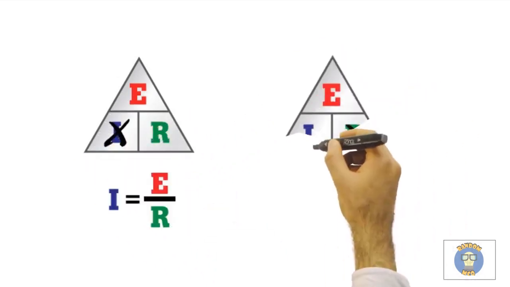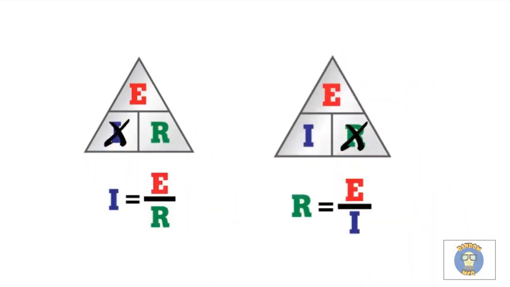In the Ohm's law pyramid, if you know voltage E and resistance R and want to know current I, cross out the I and calculate the remaining two symbols. If you know voltage E and current I and want to know resistance R, cross out the R in the pyramid and calculate the remaining equation.